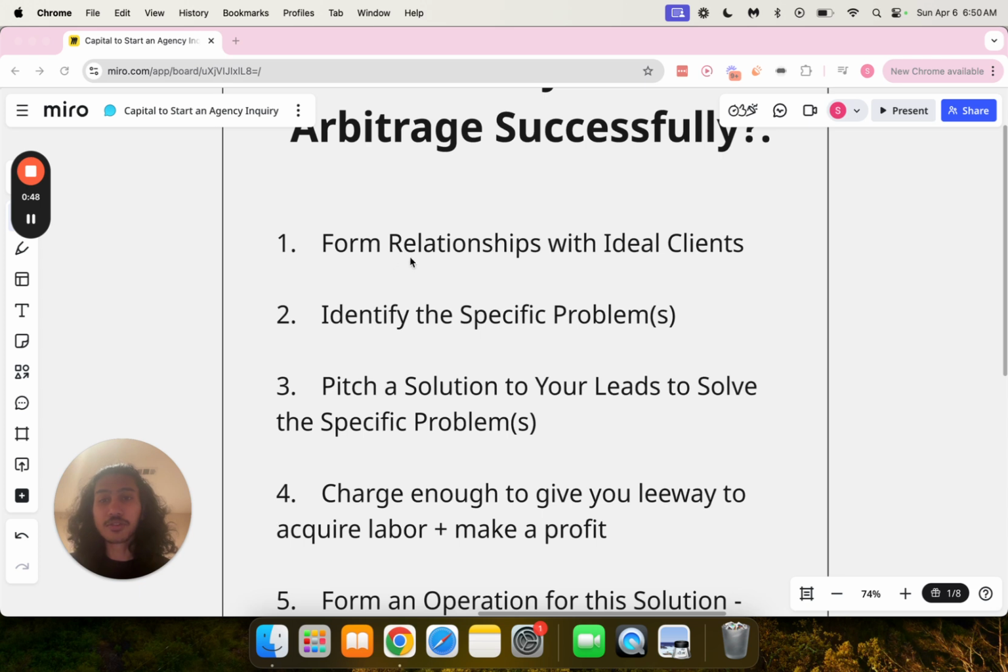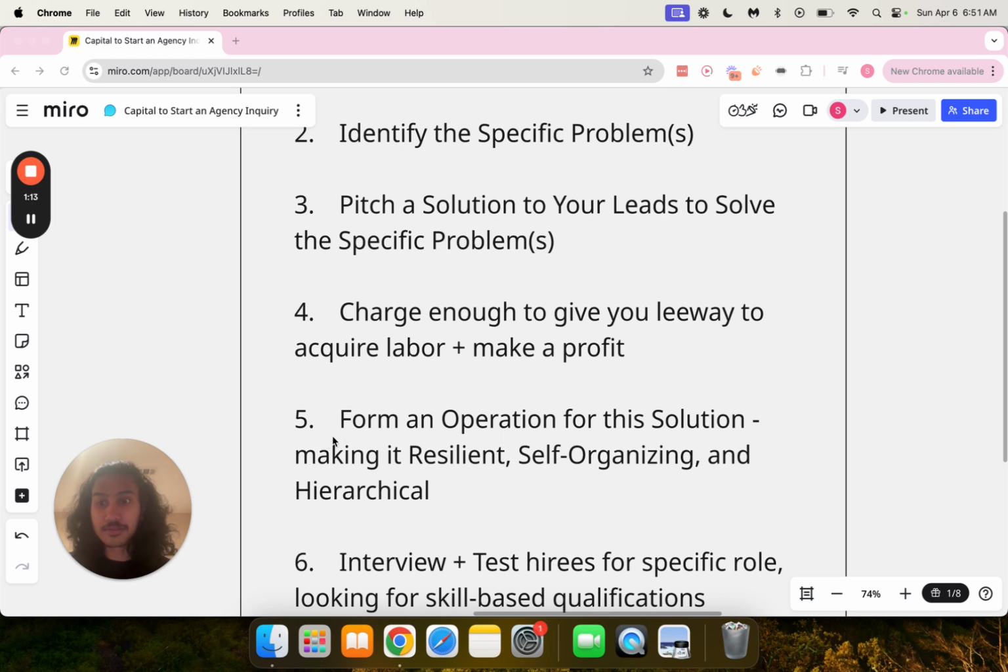Number one, form relationships with ideal clients. Number two, identify the specific problem or problems. Number three, pitch a solution to your leads to solve the specific problem or problems. And number four, charge enough money to give you leeway to acquire labor and make a profit. Number five, form an operation for this solution, making it resilient, self-organizing, and hierarchical.